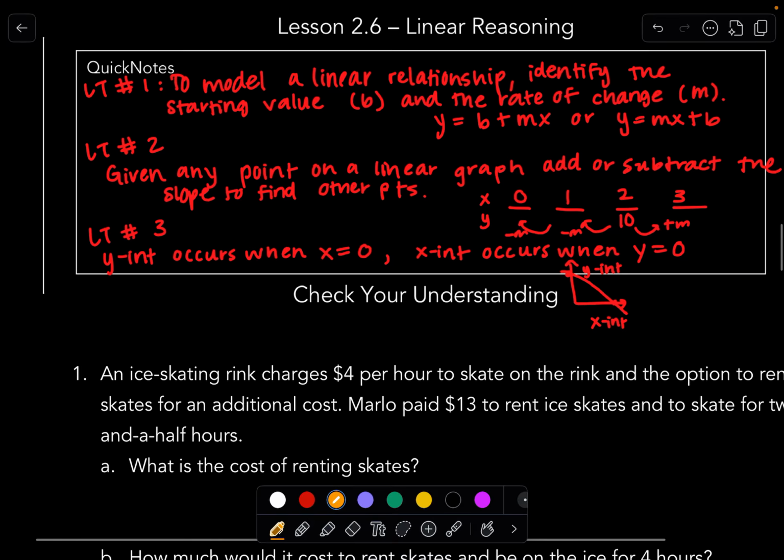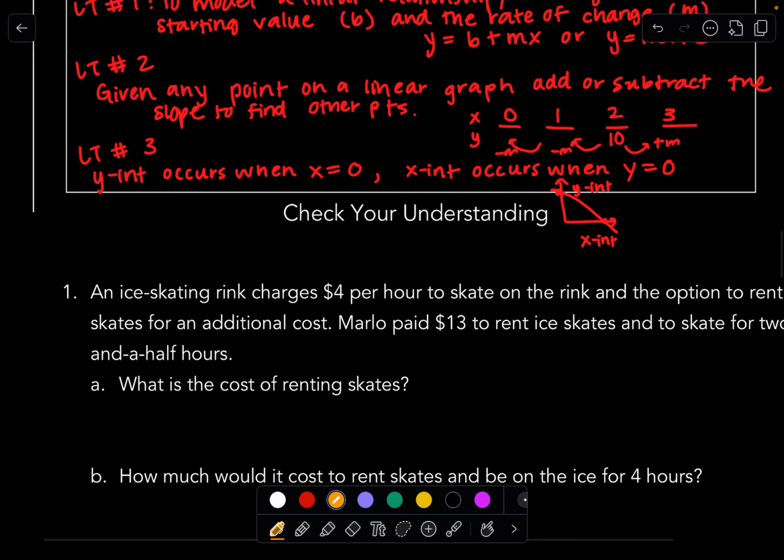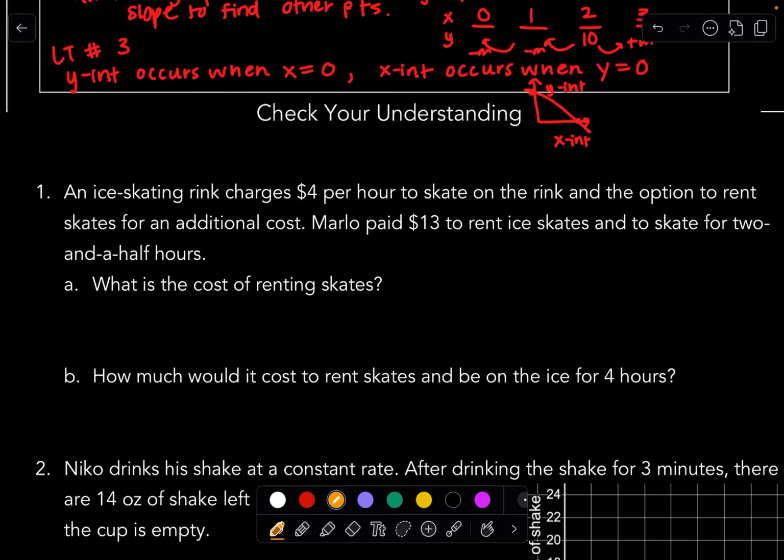So here we go. An ice skating rink charges $4 per hour to skate on the rink. $4 per hour. That kind of gives you a clue that that's the slope. That's the rate. And the option to rent skates for an additional cost. This would be the y-intercept. Marlo paid $13 to rent ice skates and to skate for 2.5 hours.